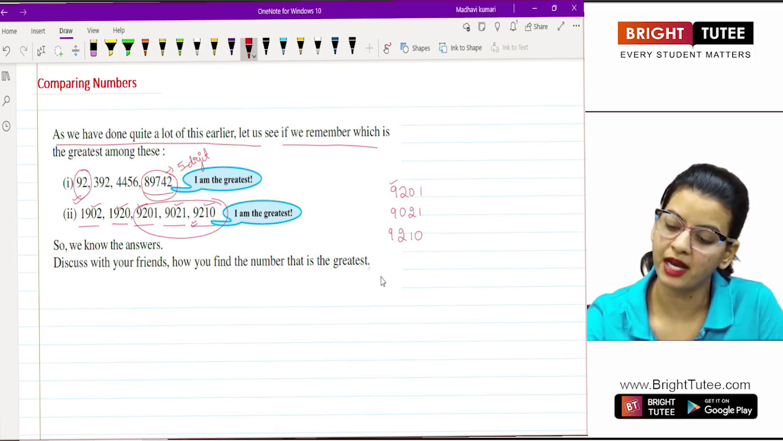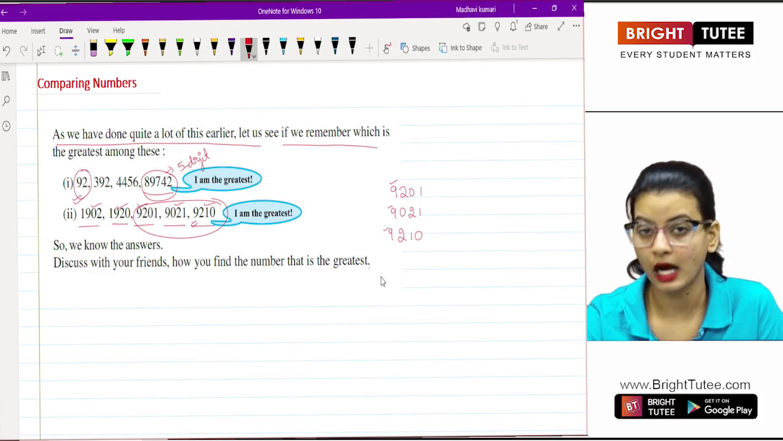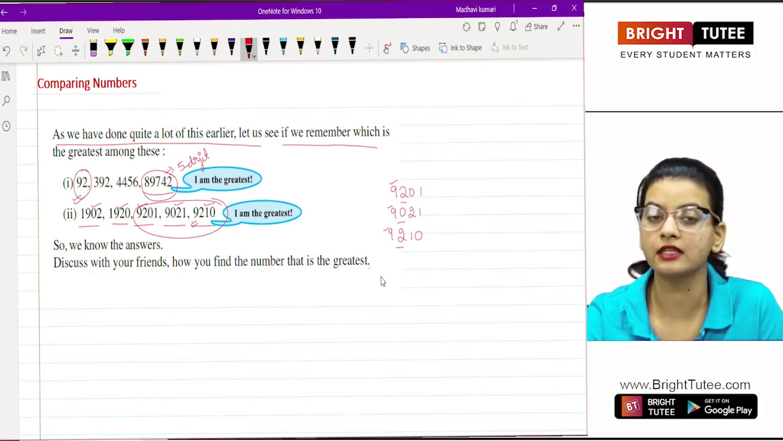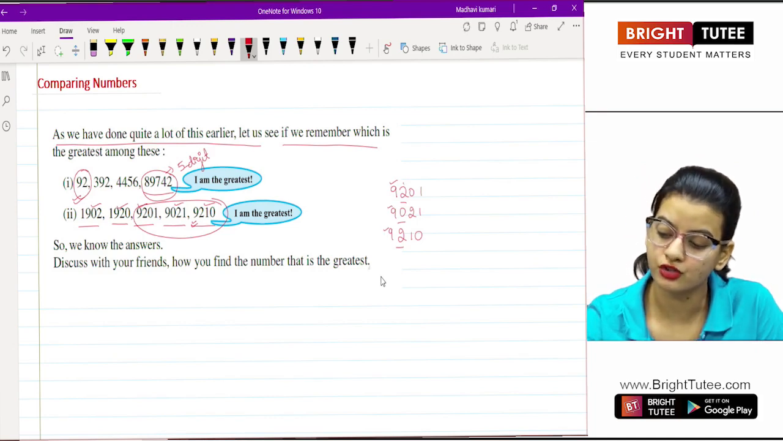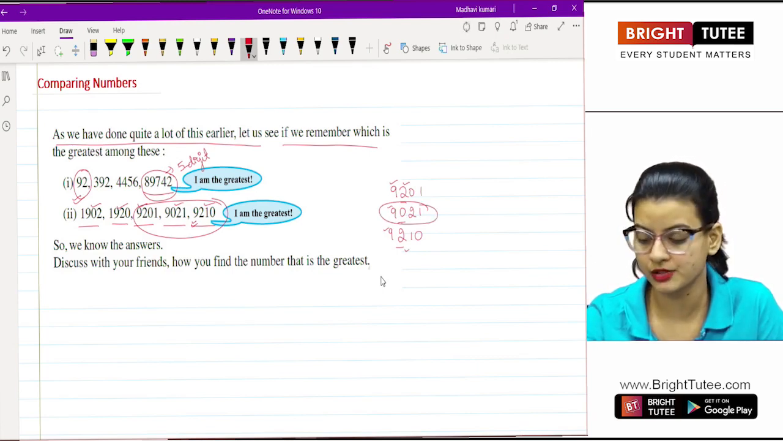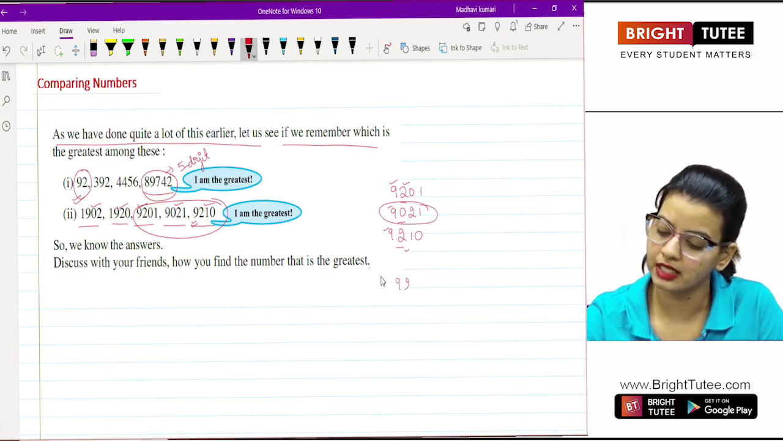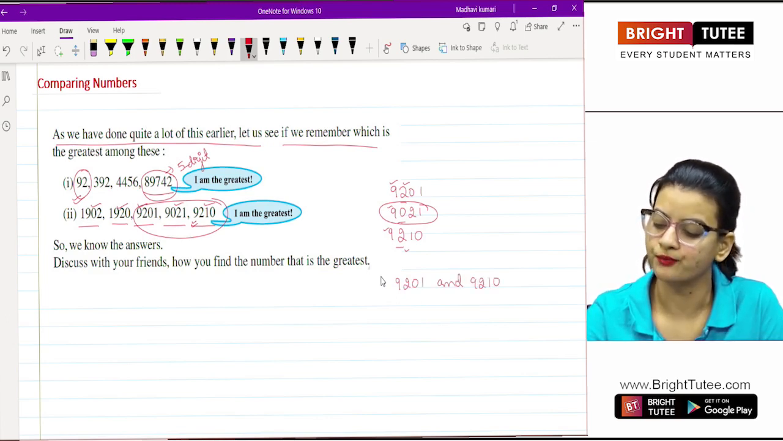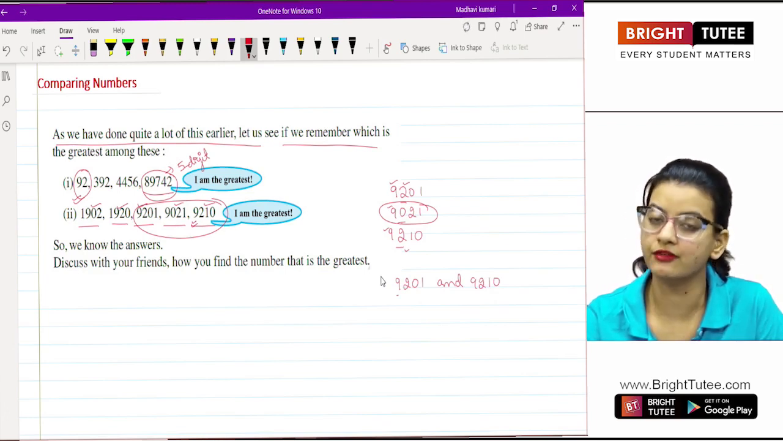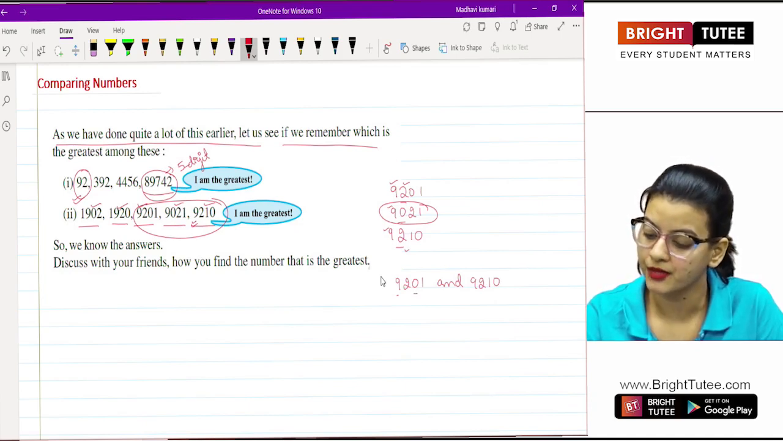So, first we compared the digits in the 1000 place. Now, we are going to compare the digits in the hundreds place. So, we can see over here that in the hundreds place, we have got 2 in 2 numbers and we have got 0 in 1 number. So, this number is definitely smaller than the other two. Now, we are going to compare between 9201 and 9210. So, we have compared the digits in the thousands place and we have compared the digits in the hundreds place. Now, we are going to compare the digits in the tens place.